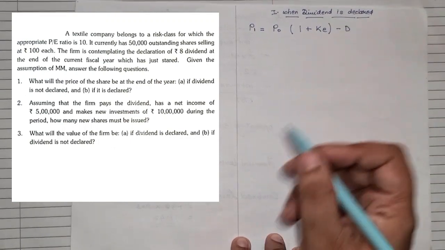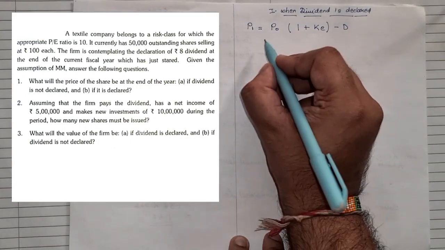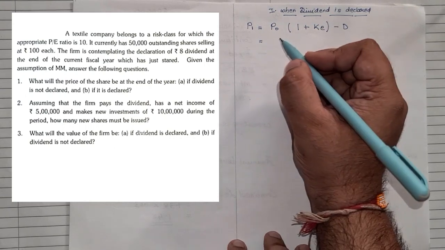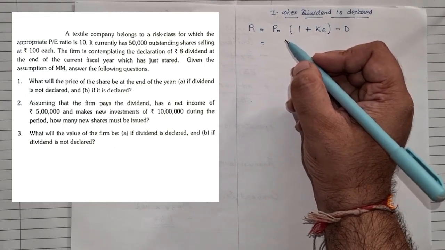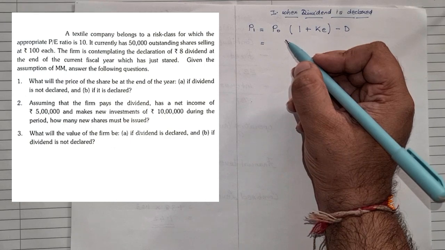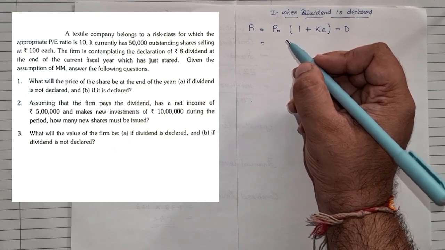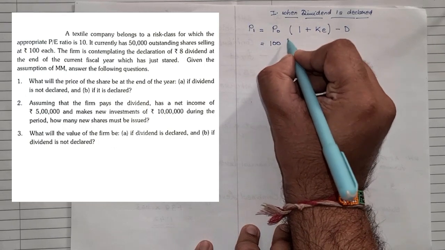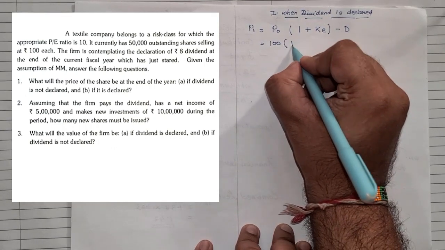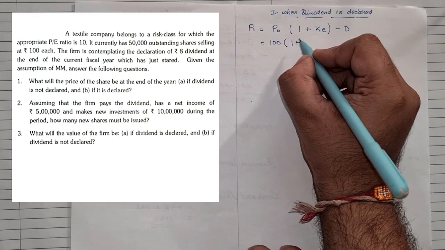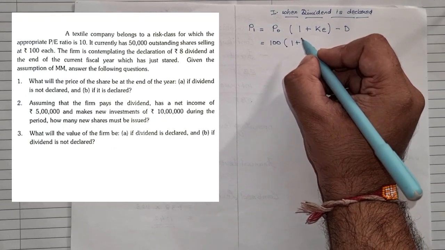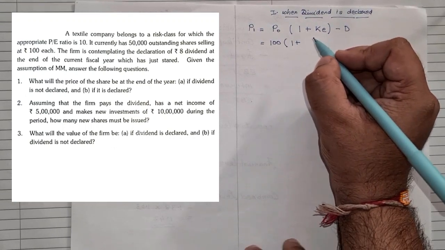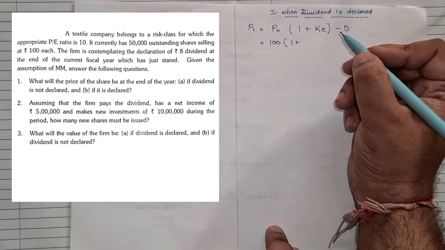Very simple formula. Now let us see how you substitute. P0 stands for the current price. If you look into the question, it is given that the company has 50,000 shares selling at 100 each. So the current price of the share is 100, into 1 plus cost of capital. They have not given you the cost of capital, but they have given you the PE ratio.